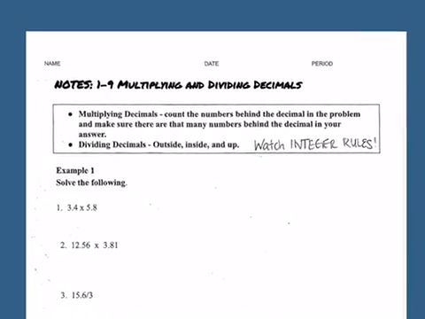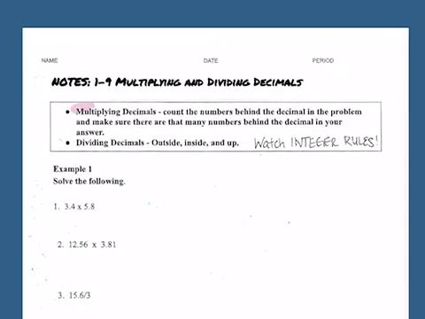Okay, multiplying decimals. Count the numbers. So when we're multiplying decimals, we're going to count the numbers behind the decimal in the problem and make sure there are that many numbers behind the decimal in your answer. When we multiply decimals, we don't have to line them up. We're just going to put our bigger digit on top, so whichever number has the most digits on the top.